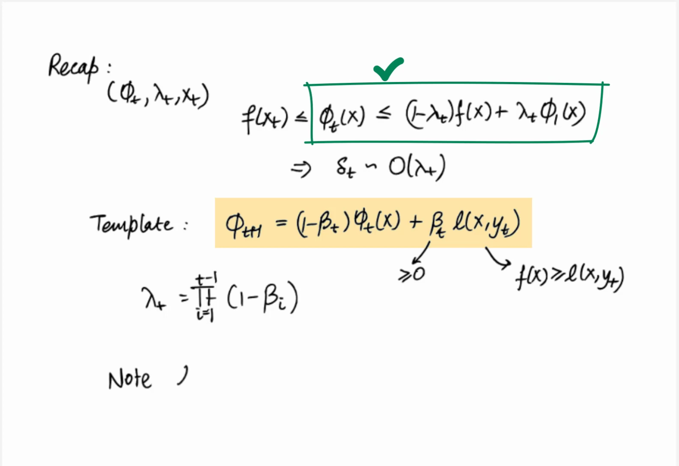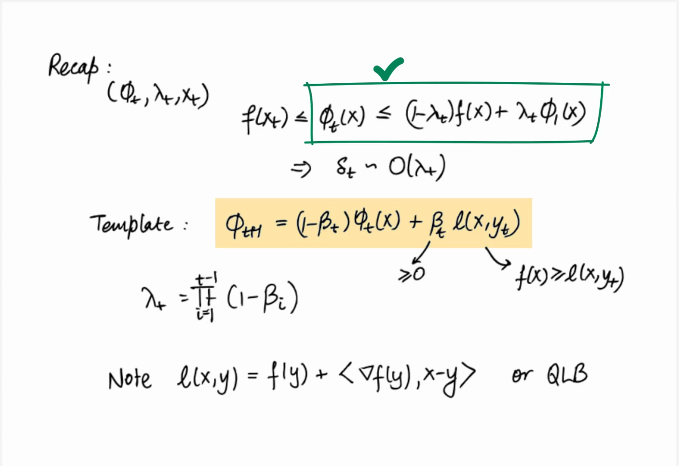Recall that the lower bound L can be f of y plus the inner product of gradient f of y, comma, x minus y for convex functions, and it can be replaced with the quadratic lower bound for strongly convex functions. Next, we see that it is possible to have quadratic phi t functions that can approximate f as required.